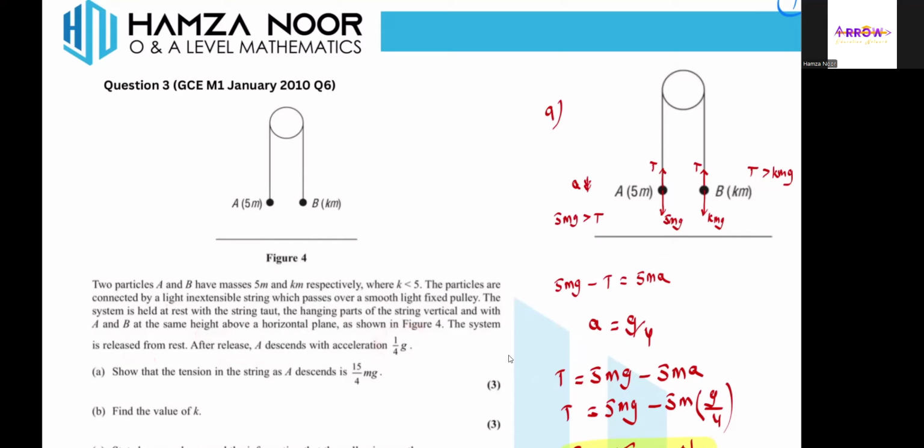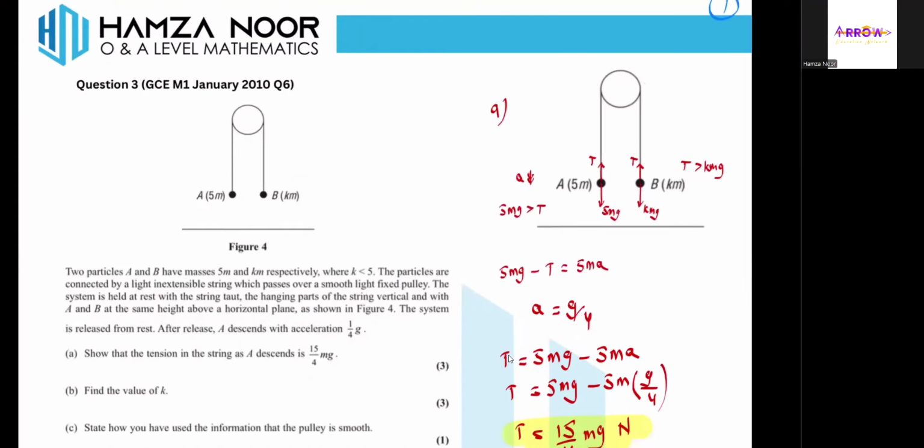We already know that particle A is heavier as compared to B, so when the system is released, particle A will come down. And the acceleration is basically g over 4. Part A says: show that the tension in the string as A descends is 15 over 4 mg. You need to show the tension in the string in an exact form in terms of m and g. So here we have the solution for part A.